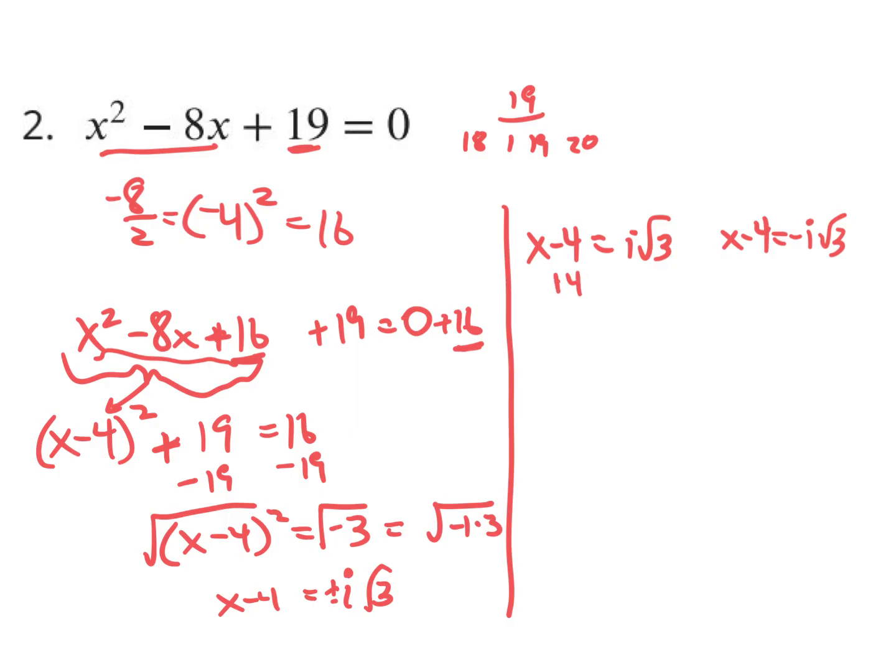So add 4 to both sides of the equation. x is equal to 4 plus i root 3. x is equal to 4 minus i root 3. And these are your answers.